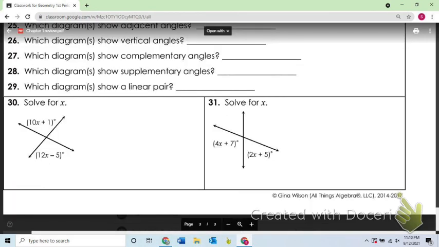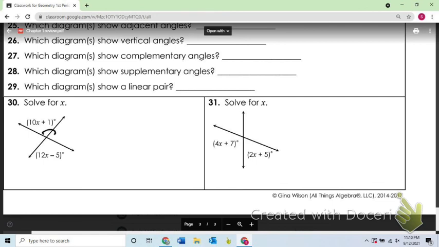And that's it. For these last two, you have to figure out what their relationship is, and then use that to create an equation you can solve for x. Notice both on 30 and 31, you're solving for x. The first one, those are vertical angles. They're my bow tie angles.